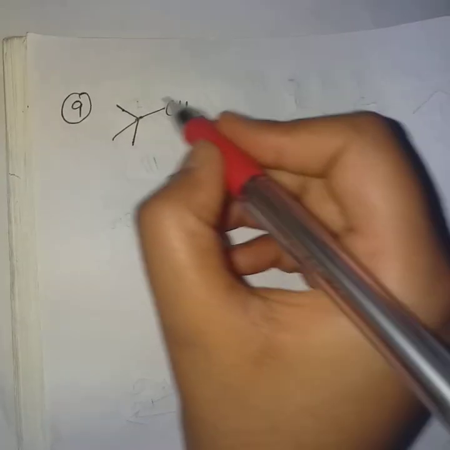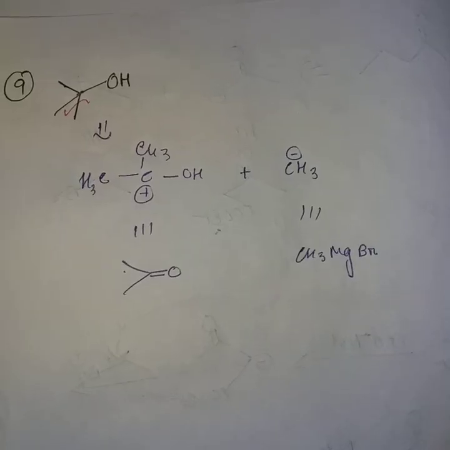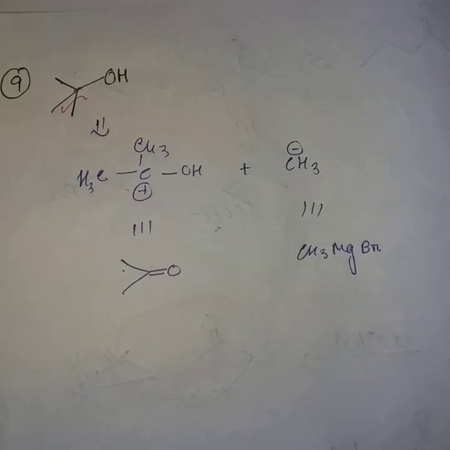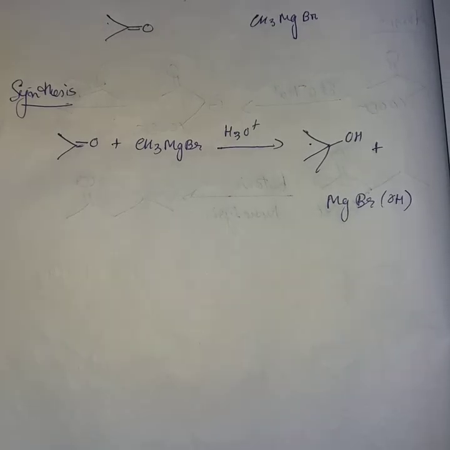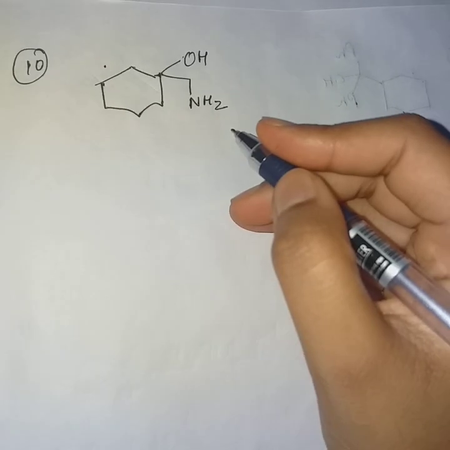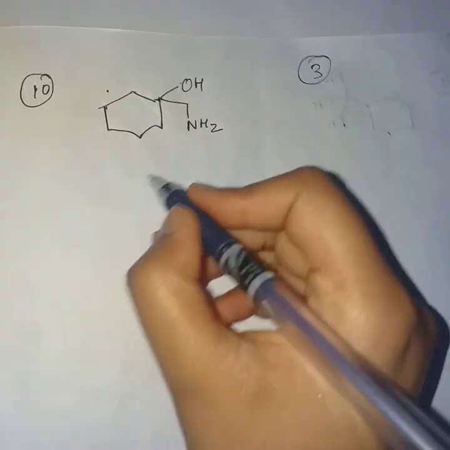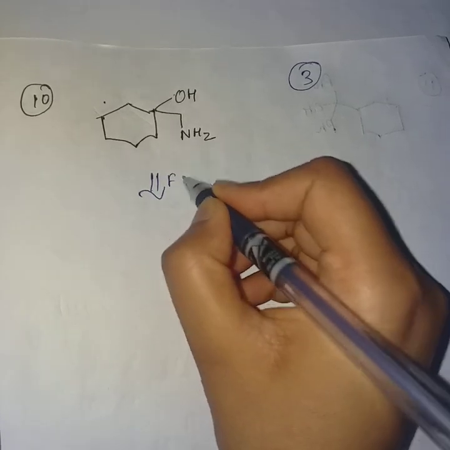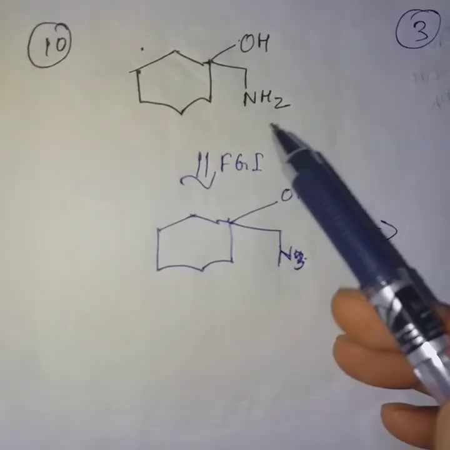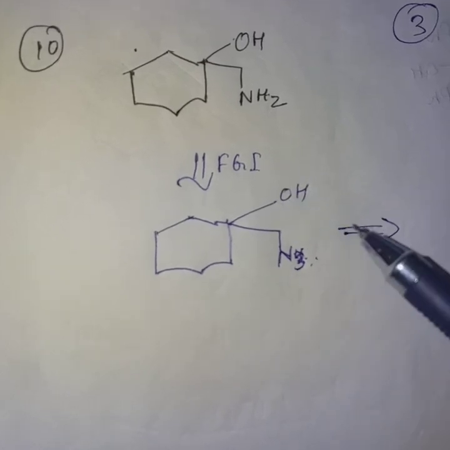This was another example. We will move forward using Grignard reagent. We will disconnect here. These are the synthons and synthetic equivalents. Now moving forward to synthesize it. This is the synthesis. This is another question. This was for 3 marks. First we will do FGI here. Doing FGI, we have made NH2 into N3, azide.